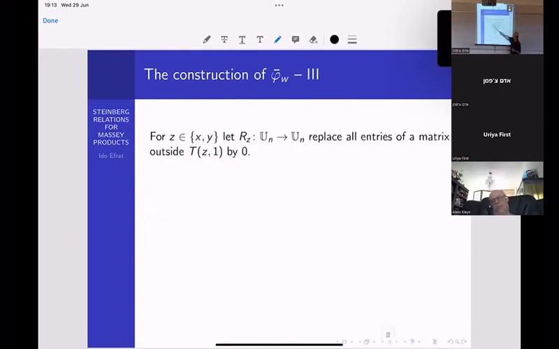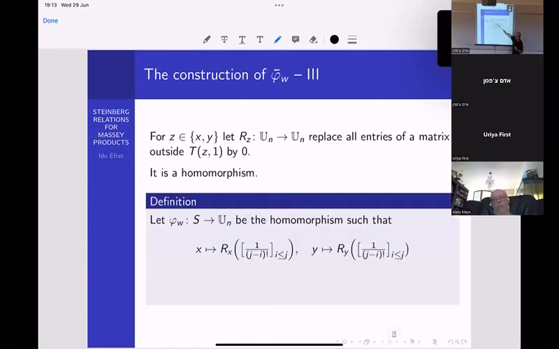First, if you have a letter Z, which is X or Y, let me write R_Z for the following operator. You take a usual upper triangular matrix. You replace the entries outside T^Z_1, but if you are in T^Z_1, you keep them. Outside T^Z_1, you have to check that this is a homomorphism. Now the definition.